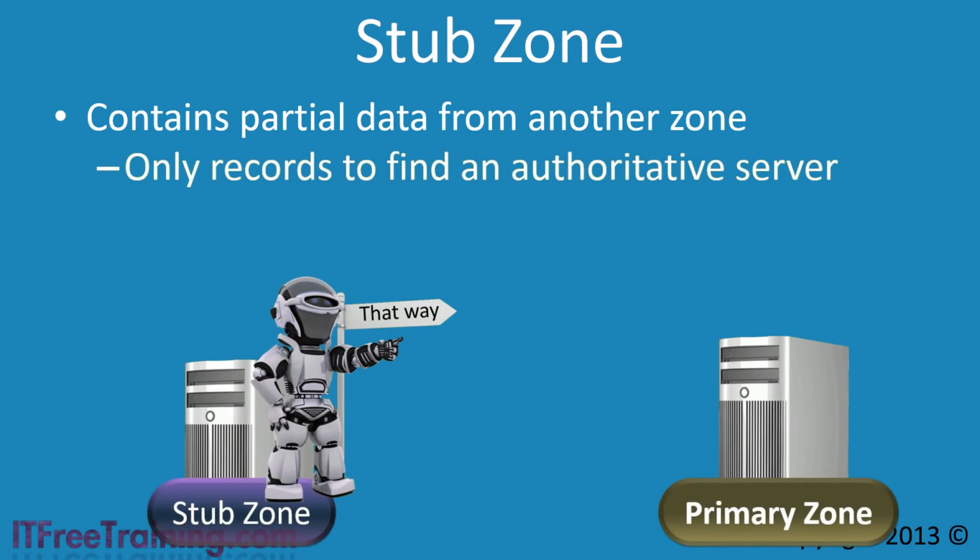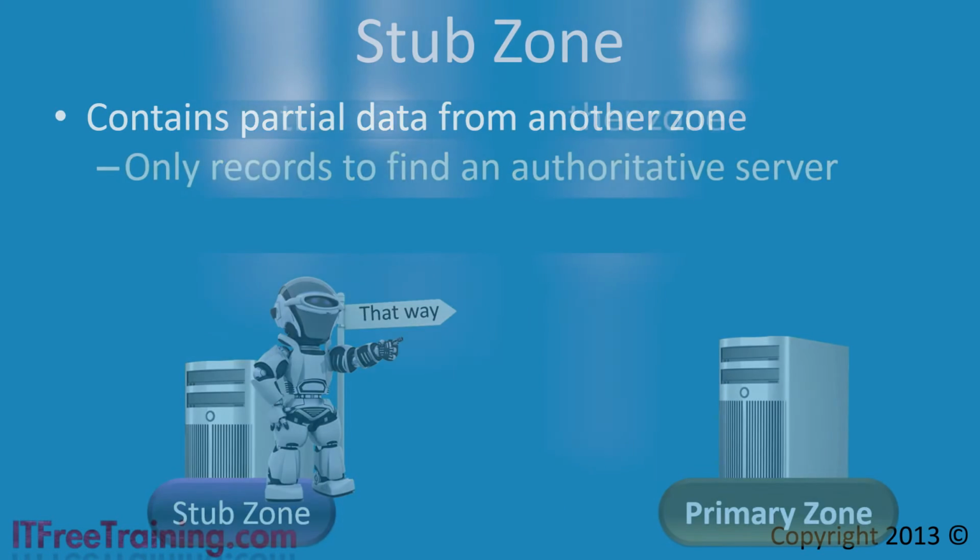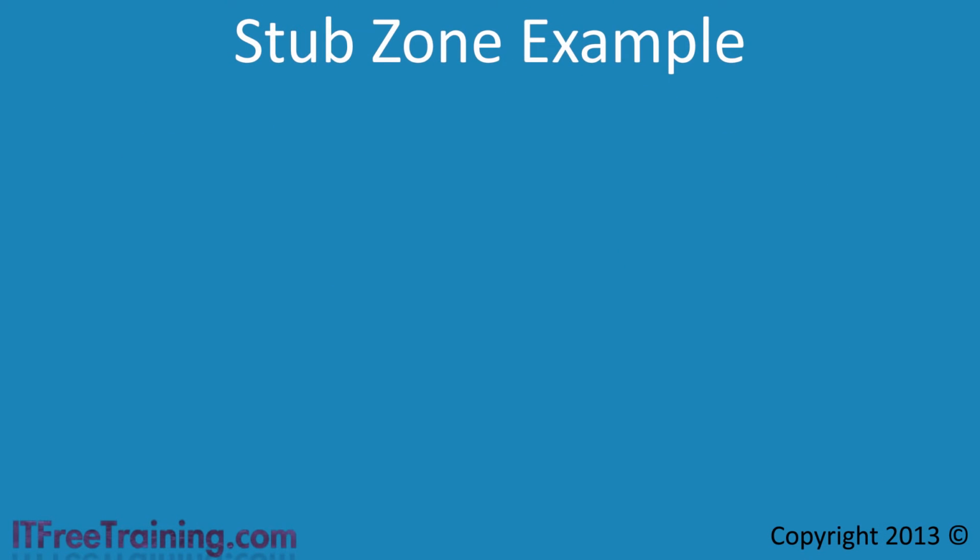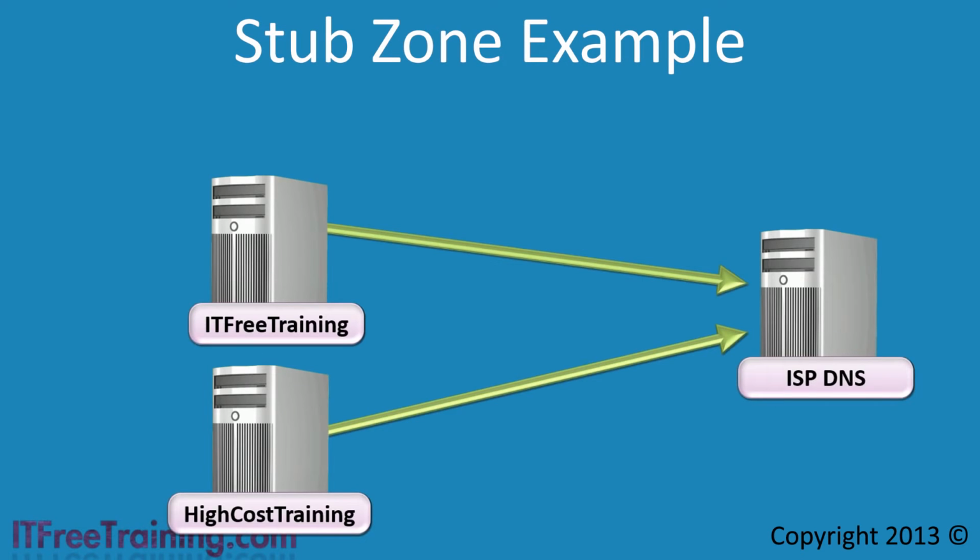If you watched our video on forwarding and conditional forwarding, you may be thinking that you can achieve the same result by using forwarding and conditional forwarding where required. There is a fundamental difference between a stub zone and forwarding. To understand why, let's consider the same example that was used in the forwarding and conditional forwarding video. In this case, there are two companies, IT Free Training and High Cost Training. They both have their DNS requests forwarded to their ISP's DNS server.